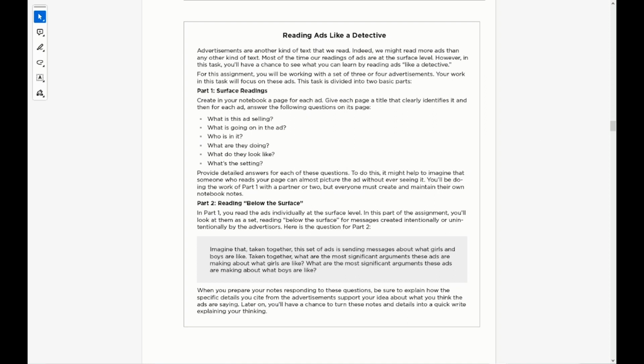and that makes it a good opportunity to practice this kind of thinking. So in the reading ads like a detective work, students are going to get the chance to think about a set of ads on the surface and literally describe what's happening in it, and then also consider what's going on below this surface. What is this ad implying? What are the messages that are not necessarily stated outright here, but are conveyed through the structure of, or the language of the advertisement.